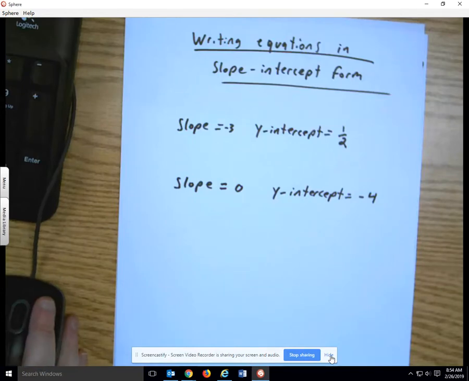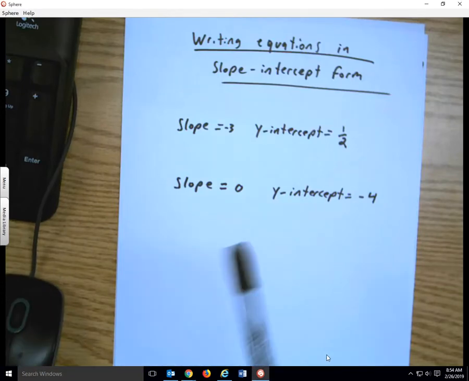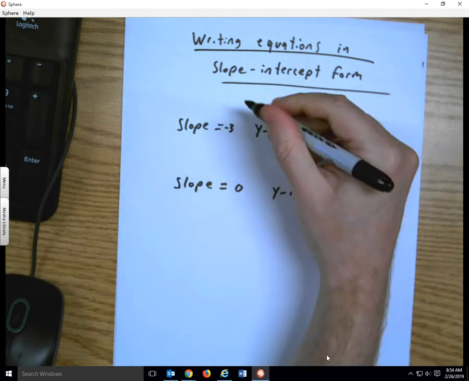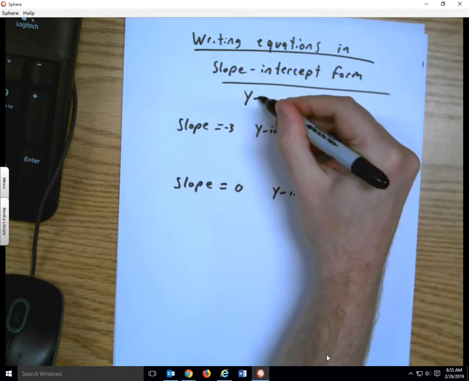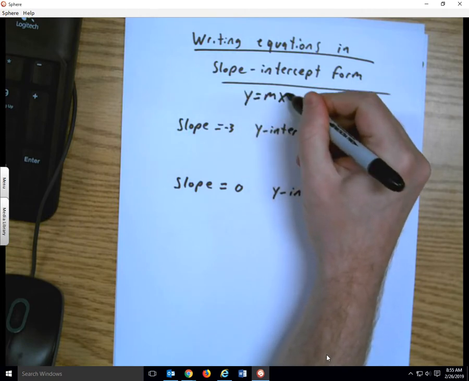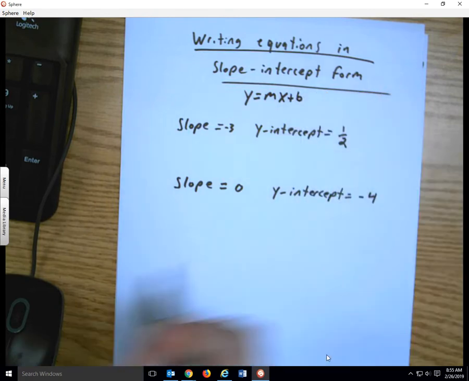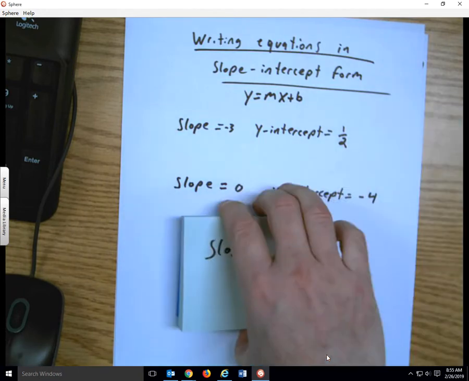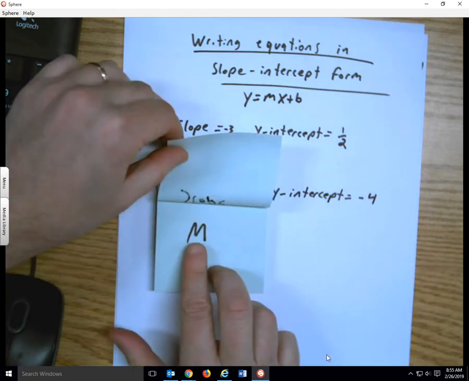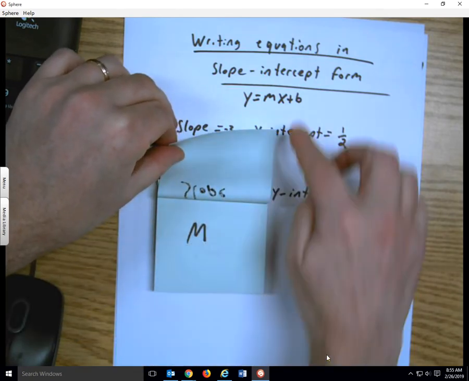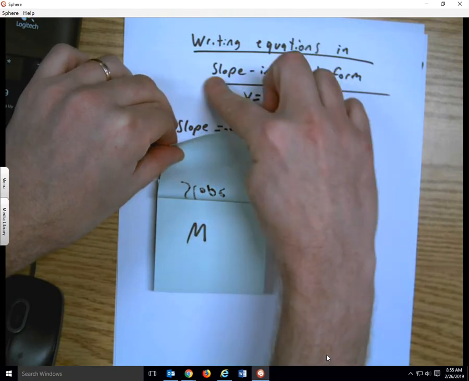Hello! So today we're going to be looking at writing equations in slope-intercept form. We may remember from previous lessons that slope-intercept form is y equals mx plus b, and we might now know why it's called slope-intercept form, because we know that the slope is actually the same thing as the French word mentor, which we abbreviate as m, and that's where we get our m from.